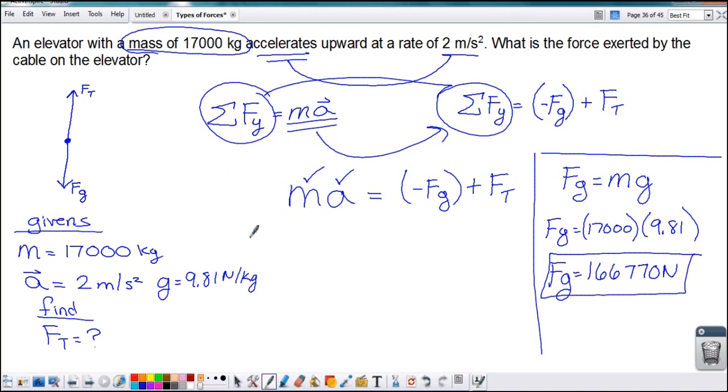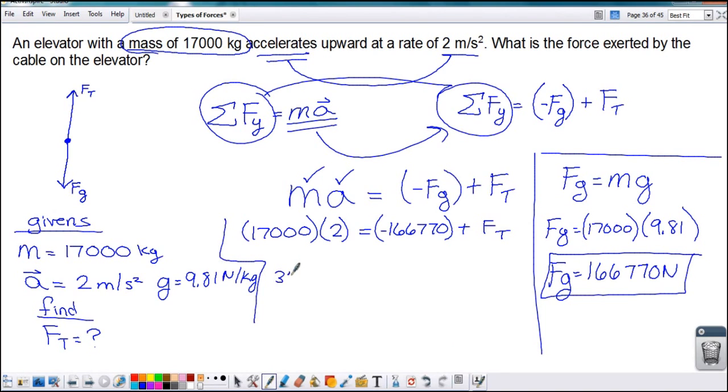And now we can go ahead and start substituting in. So let's go ahead and substitute our mass in. So we have 17,000 kilograms multiplied by 2 meters per second squared is equal to the gravitational force, and again we're going to make it negative because it points downward, so negative 166,770 newtons plus the tension force. Go ahead on the left hand side, we can simplify that. Multiply those together. 17,000 times 2 is 34,000, is equal to negative 166,770 plus the tension force.